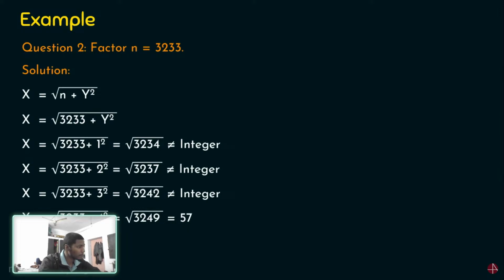This is not the final result. Please make a note of this. We have one more formula to substitute. Before that, let's write what is x and y. x is equal to 57 and y is equal to 4. So let's recall the formula. The formula is n is equal to x square minus y square. So this can be written as n is equal to x plus y into x minus y.